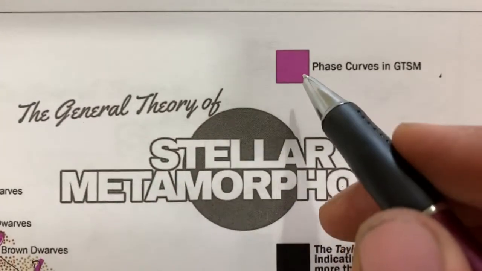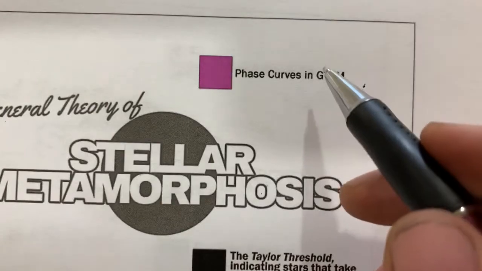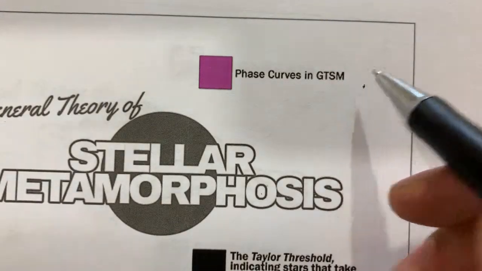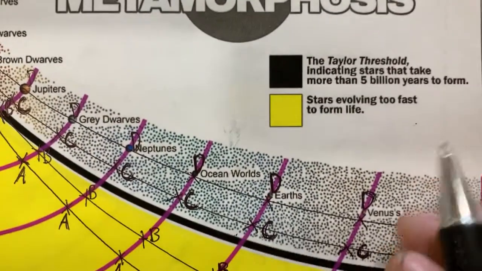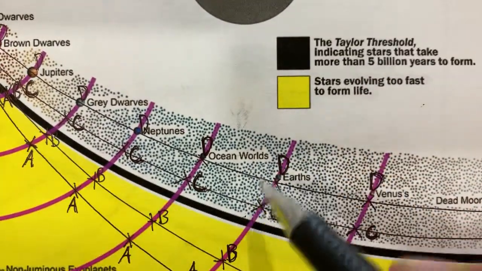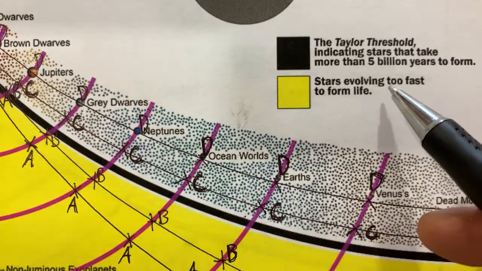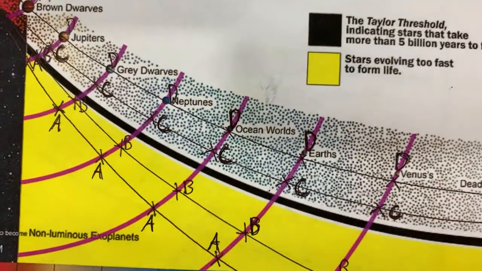But this is the WT diagram, and this purple is a phase curve. GTSM stands for General Theory of Stellar Metamorphosis. Everybody knows that. Taylor threshold, that's where life forms up here. This is where the life-giving stars are. And in the yellow, the stars evolve too fast to form life.